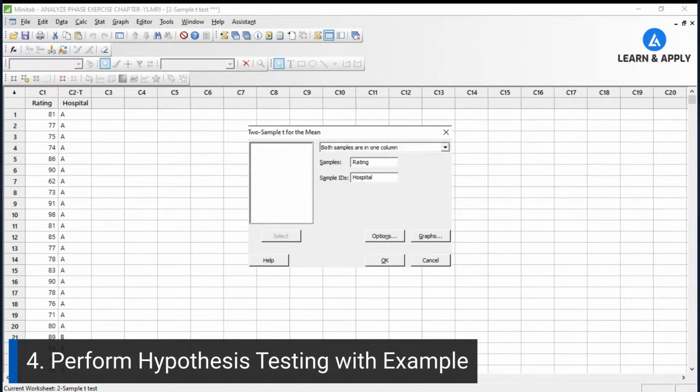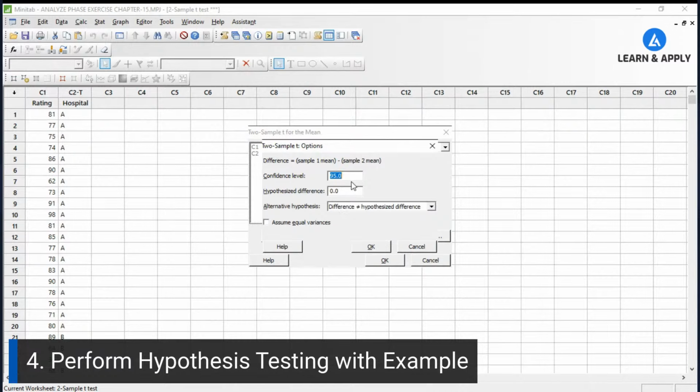We can have both samples in one column, or each sample in its own column, or we can have the summarized data. In this case, we have both samples in one column, so we can select this. Now, what is the sample? Sample is the rating. So we need to select this rating option, and sample IDs are in the hospital. These ratings indicate the continuous data, and IDs indicate the variable that you have collected.